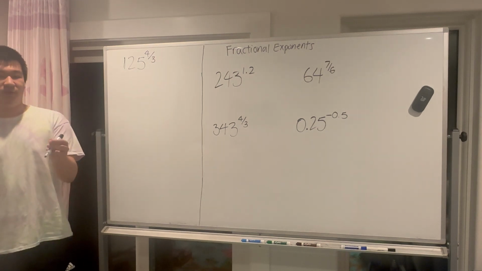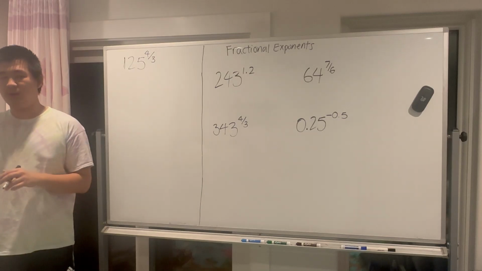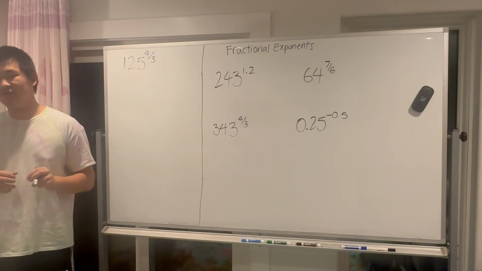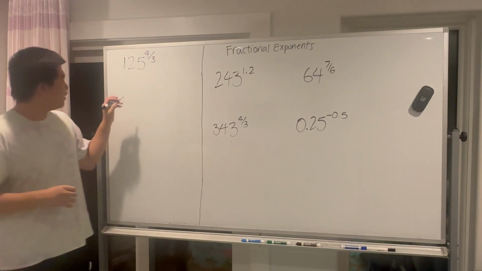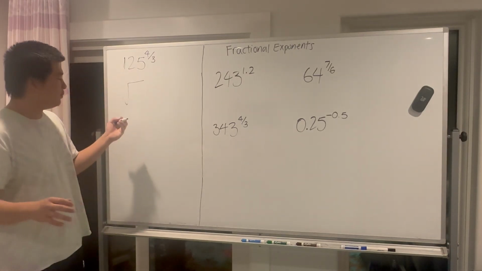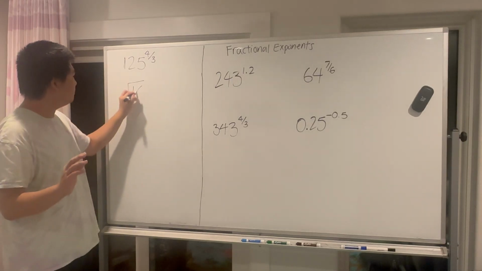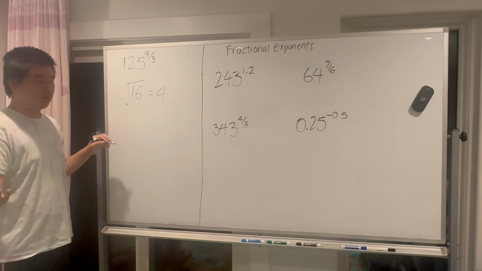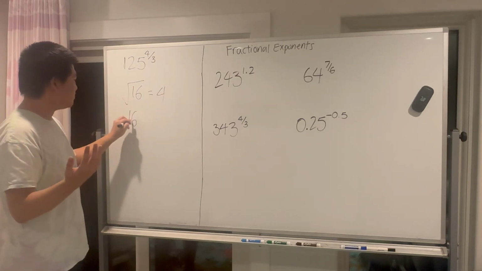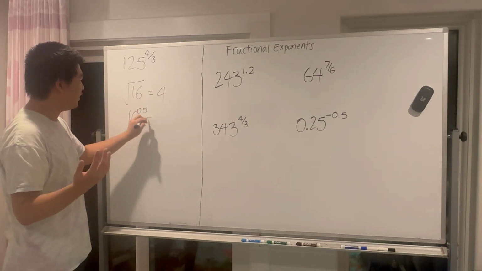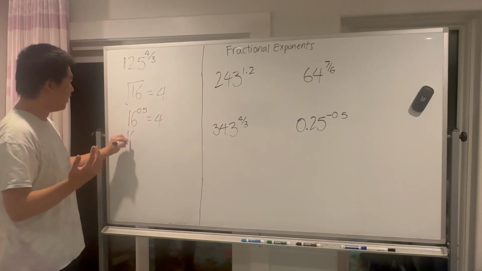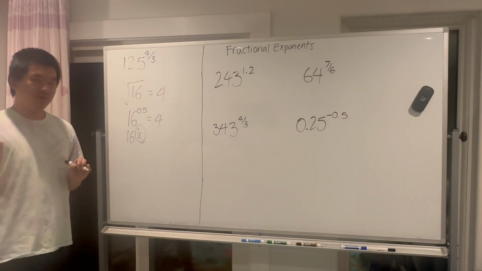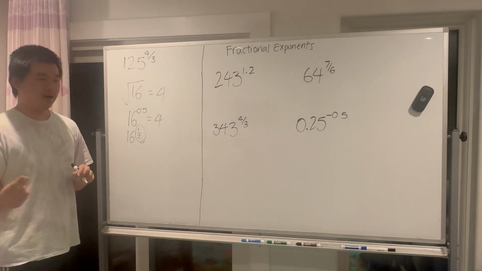Well, this might be new to some of you and it might not be new to some others, but there is a place that we have actually already seen fractional exponents. The square root. For example, the square root of 16 equals 4. But a square root is an exponent, and it's actually saying 16 to the power of 0.5 equals 4, or 16 to the power of 1/2 equals 4.